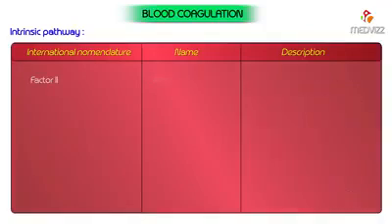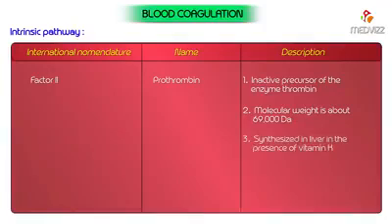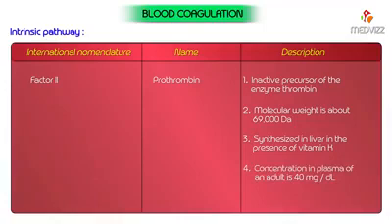Factor 2, known as prothrombin. Prothrombin is a plasma protein with the following features. It is the inactive precursor of the enzyme thrombin. Its molecular weight is about 69,000 Daltons. It is synthesized in the liver in the presence of vitamin K. Its concentration in plasma of an adult is 40 milligrams per deciliter, which falls in liver diseases. In newborn baby, plasma concentration of prothrombin is lower.